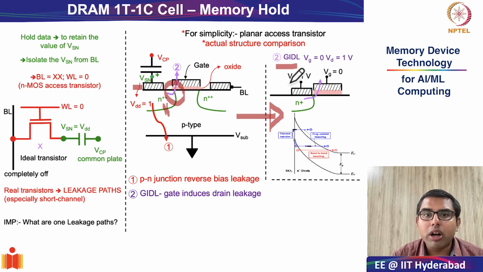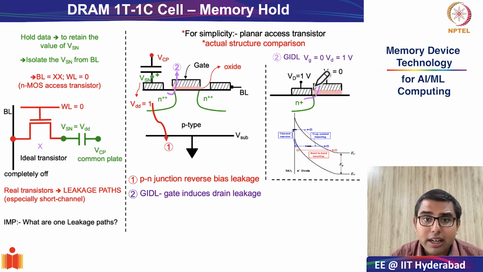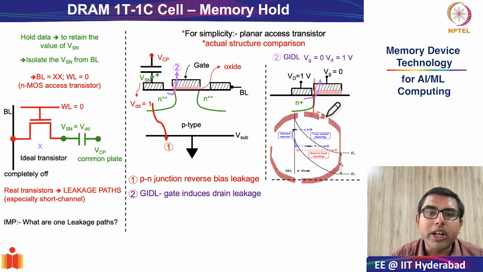So remember, the drain bias is roughly 1 volt, the gate bias is 0 volts, and there is a large electric field at this interface. What is this interface that I'm talking about? The interface between the gate metal, the gate oxide, and the edge of this drain N plus region. At this particular region, there will be very large band bending, as I have indicated in this diagram.